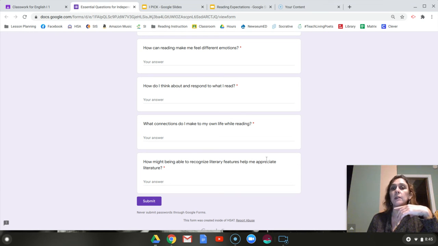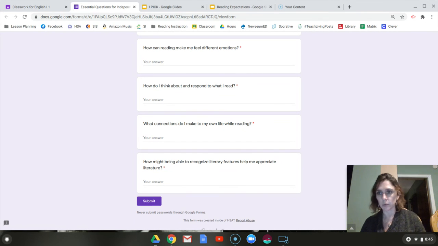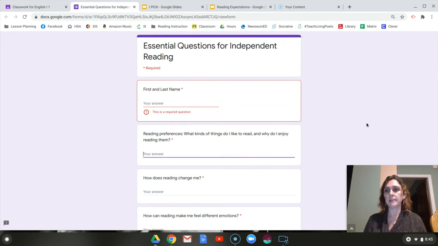So what I mean by literary features is all that stuff that we do learn about in school, like themes and symbols and the setting and characterization. How might my enhanced understanding of those particular things help me to become a bigger fan of reading, okay? When you're done answering those questions, you're going to hit submit. And you should be able to see everybody else's responses. And that's what I want to look at tomorrow, is kind of take a look at what other people said. Okay. So it's really not that complex of an assignment today.